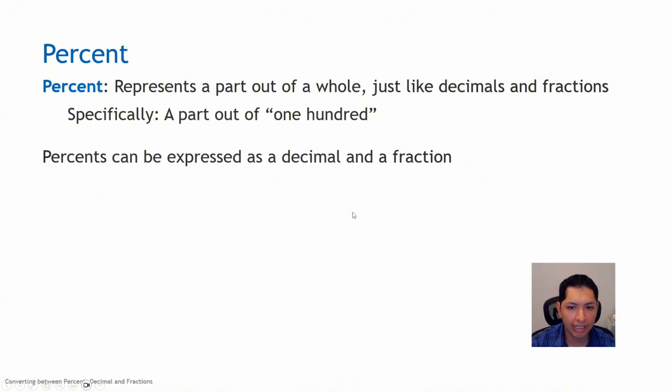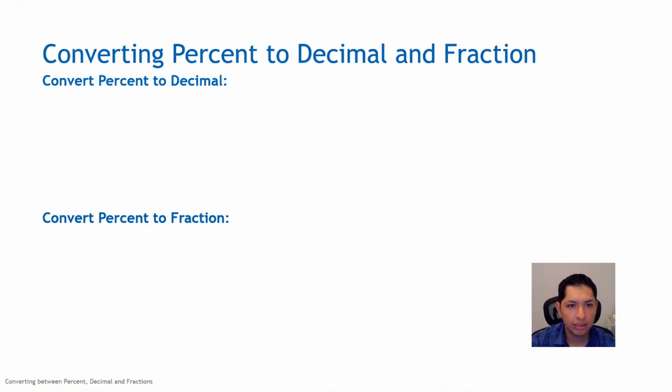Percents can be expressed as a decimal and a fraction, and it is very common in the GED test when you are solving a problem that you will need to convert from one format to the other. So just as an example, if I have 25%, I can represent that as a decimal as 0.25 and as a fraction as 25 over 100, and I will show you how to do that here. Let's start with converting a percent to a decimal and a fraction.